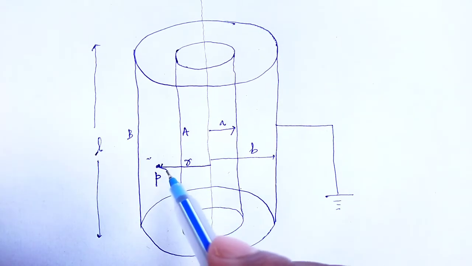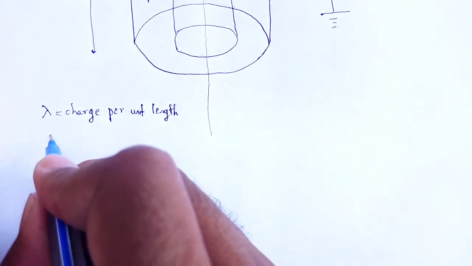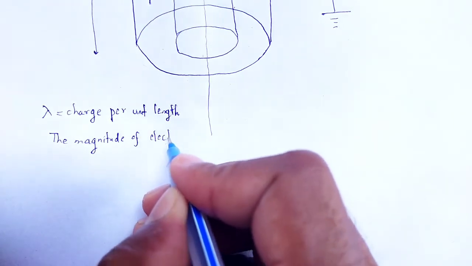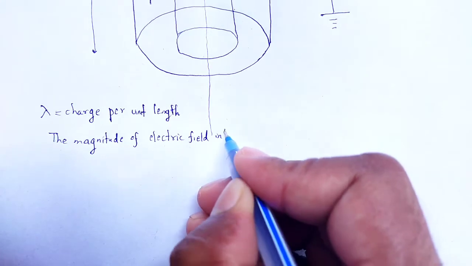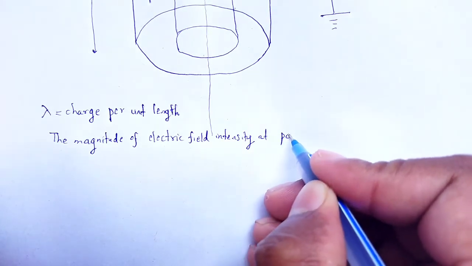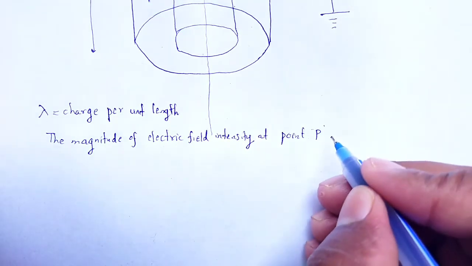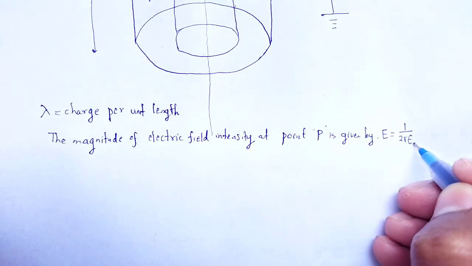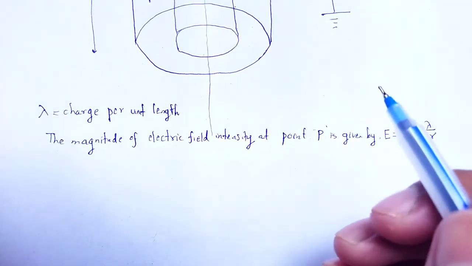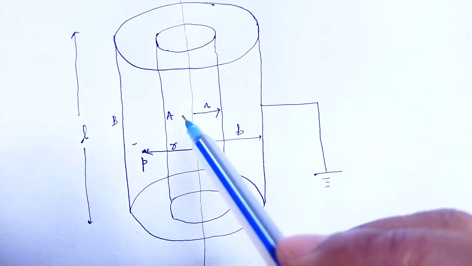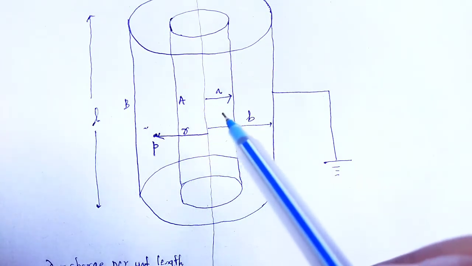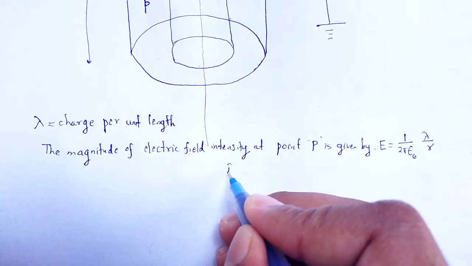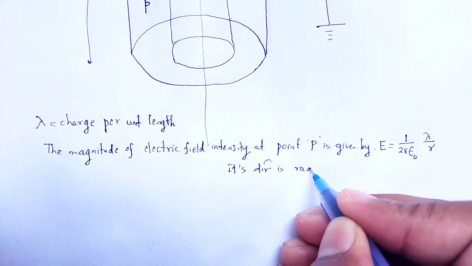Then the magnitude of electric field intensity at point P is given by E is equal to 1 by 2 pi epsilon naught into lambda by r. That point P lies within cylinders A and B at a distance of r from the axis of the cylinder, and the direction of that electric field is radially outward.